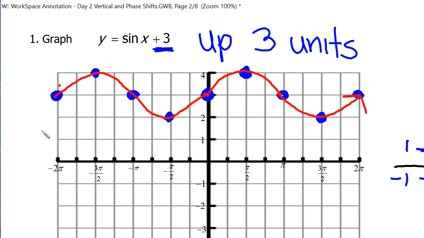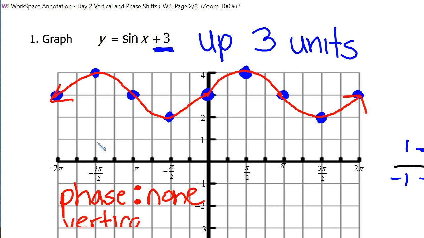Now on your assignment, they might ask you for the phase shift. So a phase shift means movement left or right. Did this graph move left or right? No. So on your assignment, you would write none. If they ask you for a vertical shift, this one did move vertically, which way? Up 3 units.